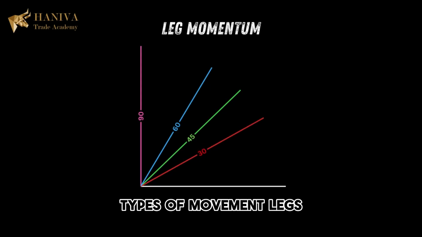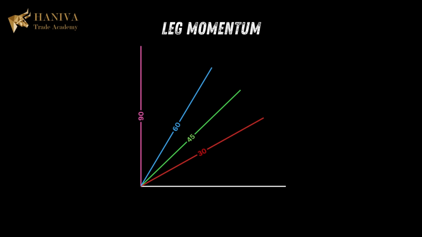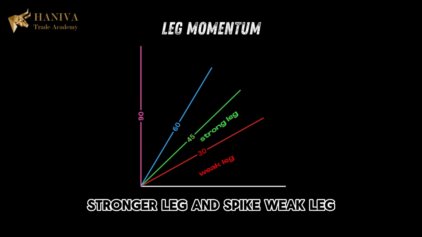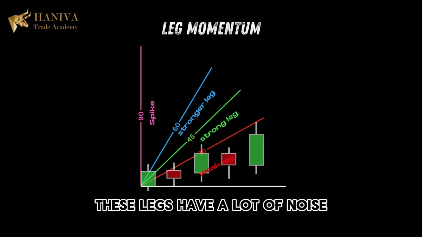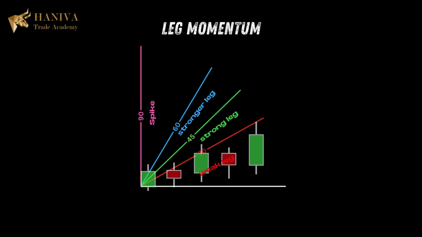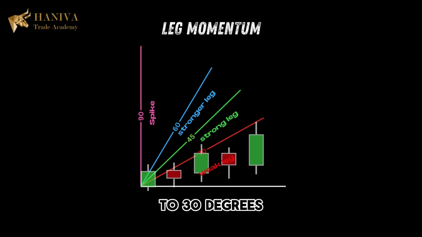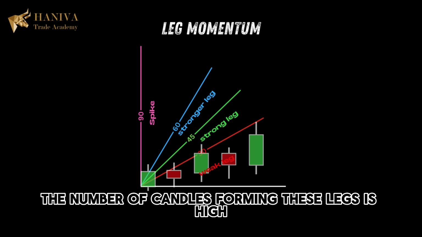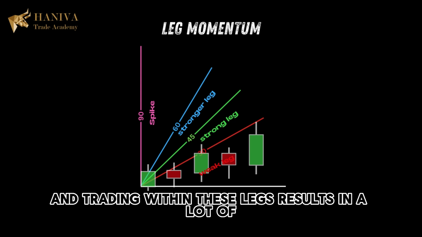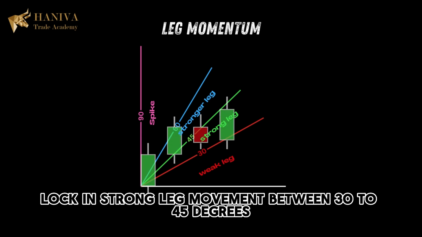Types of movement legs. Legs are divided into 4 categories based on momentum: weak leg, strong leg, stronger leg, and spike. Weak leg. These legs have a lot of noise, and the candles cover each other and move like CP. These types of legs move at an angle of about 15 to 30 degrees. The number of candles forming these legs is high, and trading within these legs results in a lot of capital lock-in.